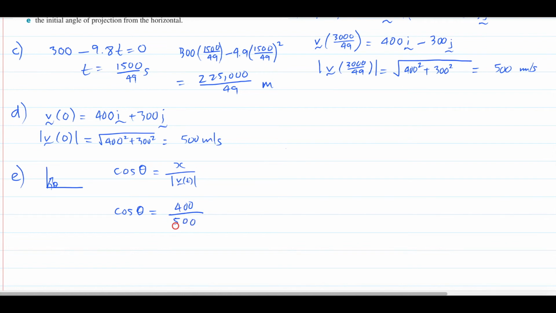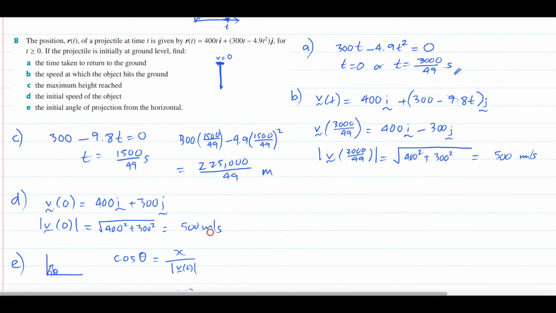Make sure you use velocity. Whenever you're talking about angles of motion, the angle that it makes when you're throwing the projectile, you have to use velocity. Not position, not acceleration, velocity, okay? Now, of course, just solve for theta, cos inverse of that, guys, and you should get 36.87 degrees, right? Okay, so that's it to answer question 8.